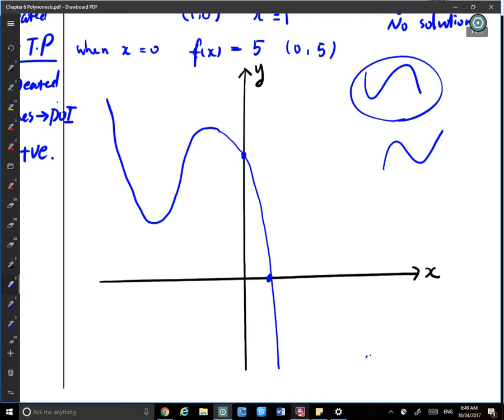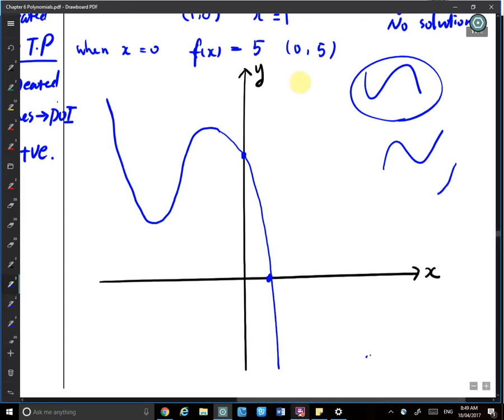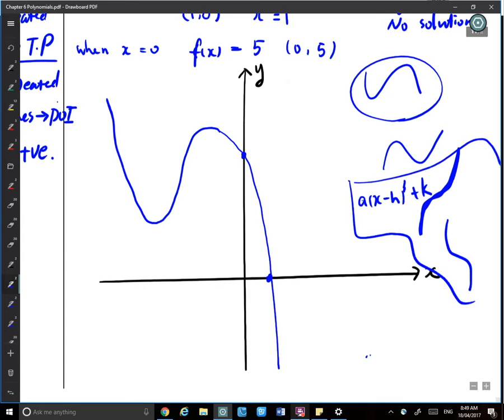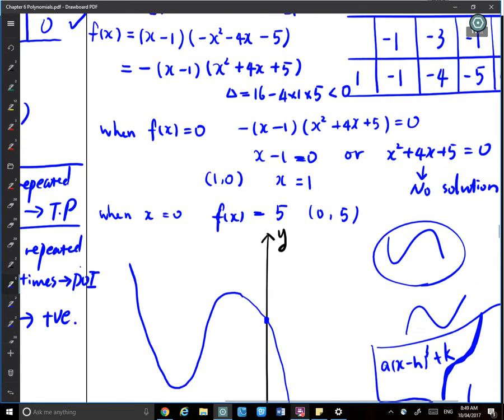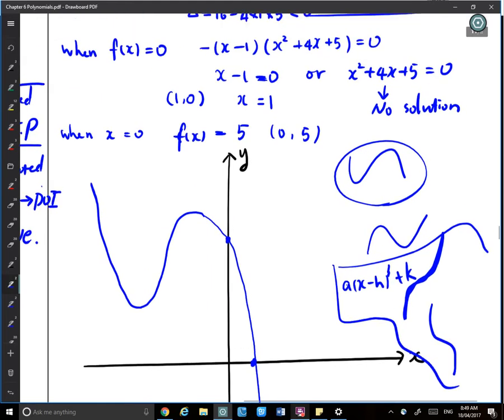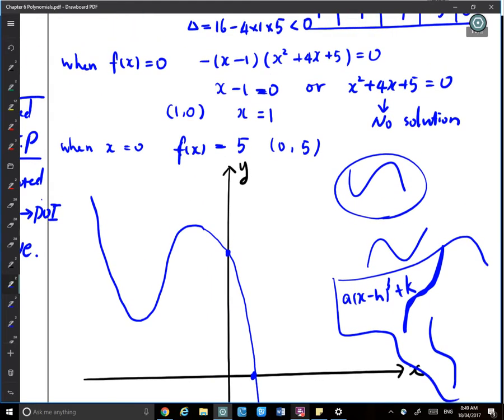Above the x-axis. Just remember, if it's a cubic, it either has this shape, or this shape, which is a(x minus h) cubed plus k. You have a stationary point of inflection, which gives this shape. But for this question, you don't have this standard formula. It's not in the form of a(x minus h) cubed plus k. So it must follow those two shapes.